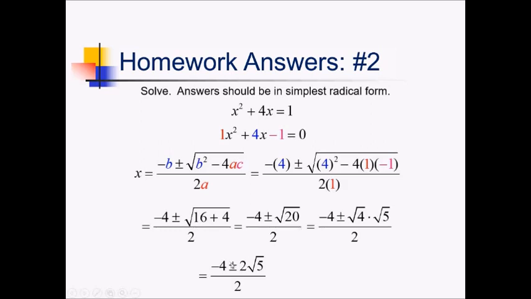And then finally, it looks like 4, this coefficient here of 2 and 2, those are all divisible by 2. So I can rewrite this as negative 2 plus or minus 1 radical 5, or just a plus or minus radical 5, and I don't have to bother dividing it by 1 or writing divided by 1. I'm just going to write negative 2 plus or minus root 5.